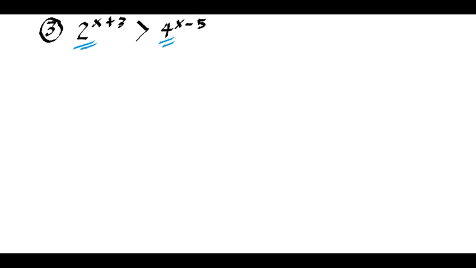So we need to transform yung ating 4 sa exponential expression having a base of 2. And ang equivalent ni 4 is 2 squared. Diba? Kasi ang factor ni 4 ay 2 and 2. So, meron tayong 2 squared. So, let's proceed. So, we have here 2 to the power of x plus 3 is greater than 2 to the second power multiplied by x minus 5.